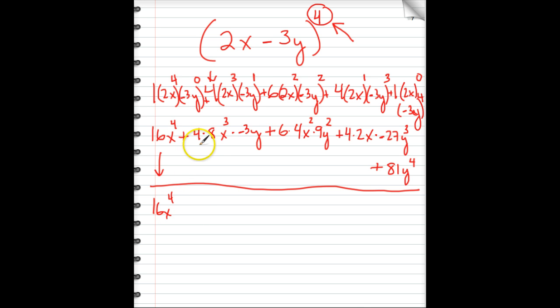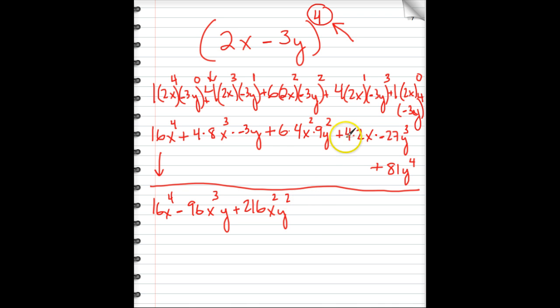Over here we have some multiplying to do. We have a 4 times 8 times negative 3. 4 times negative 3 is negative 12, times 8 is negative 96. And that is x to the third, and then here we have y. Let's see, plus we have a 6 times a 4 times a 9. 6 times 4 is 24, and 24 times 9 is 216. So we have 216 x squared, y squared on that one.